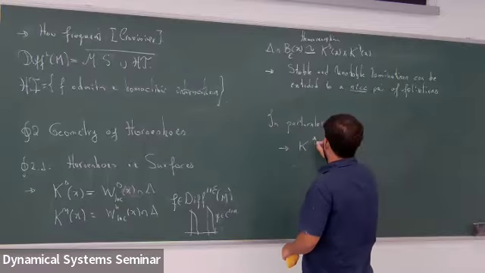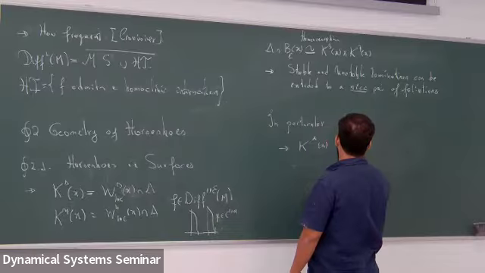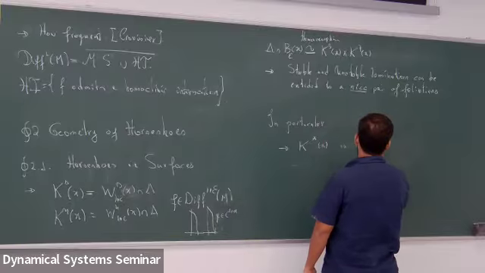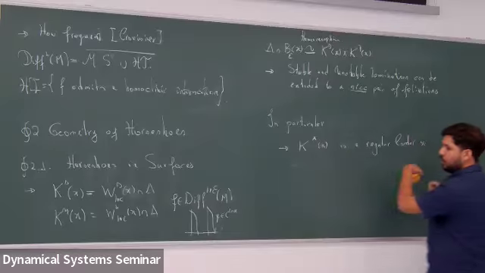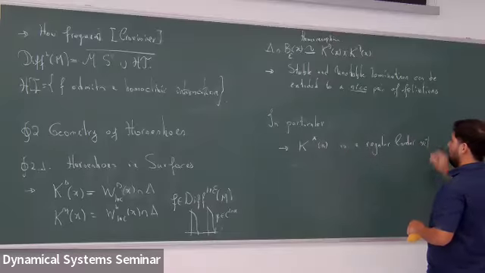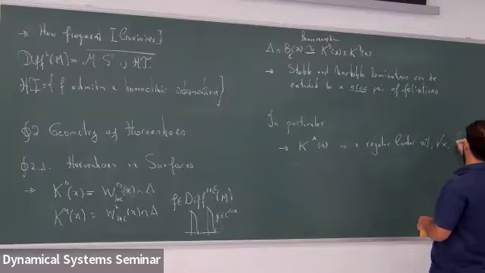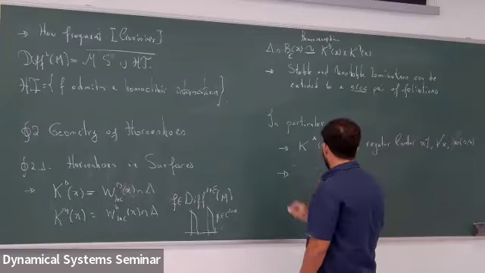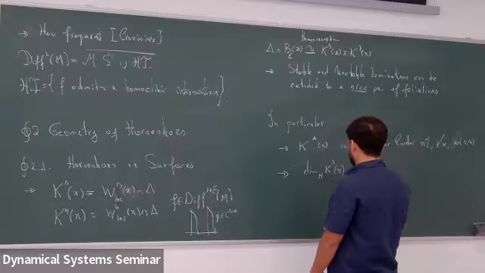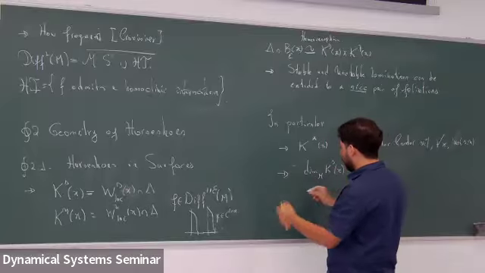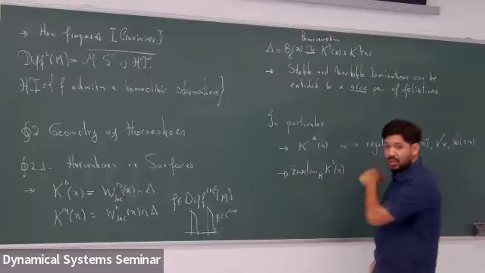So K star of X is a regular Cantor set, and from that property you get everything else, basically, for every X, and for star equal to s or u. For example, the Hausdorff dimension of these guys coincides with the box dimension, and more importantly, it does not depend on X.